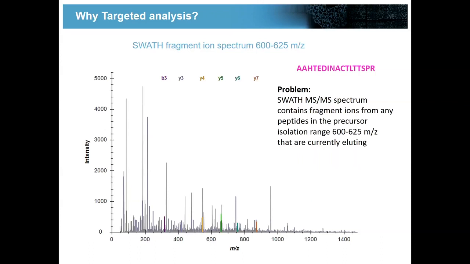This is another view of that in essentially real data. Here's another swath MS2 spectrum, this time from 600 to 625. These are all fragment ions from a whole bunch of different peptides, whatever was in this precursor isolation window at that particular time.